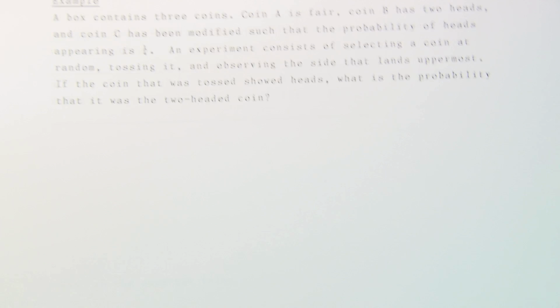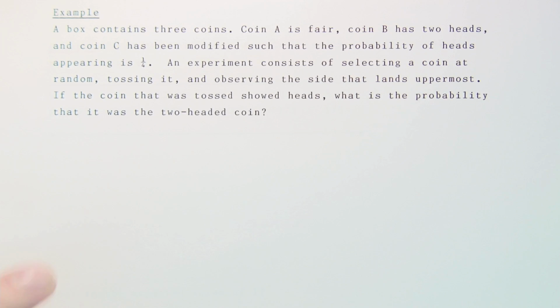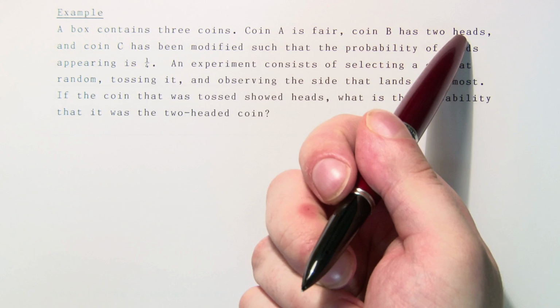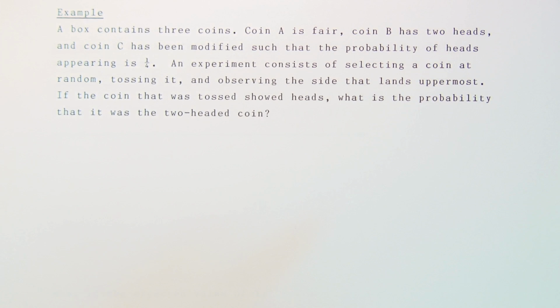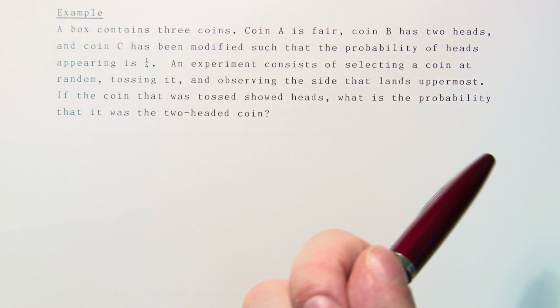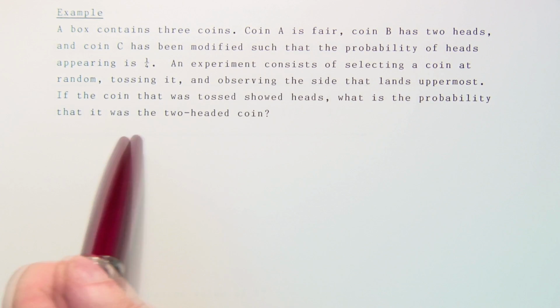Oh, these are again another classic type of question that you may or may not see. Let's see. There we go, an example. A box contains 3 coins. Coin A is fair, which means that the probability of heads and tails is equal. So the probability of getting heads is 1/2, probability of tails is 1/2. Coin B has 2 heads, so the probability of getting heads is 1 in this case, and the probability of getting tails is 0. And coin C has been modified such that the probability of heads appearing is 1/4. So that means that the probability of tails is going to be 3/4. An experiment consists of selecting a coin at random, tossing it, and observing the side that lands uppermost. If the coin tossed showed heads, what is the probability that it was the two-headed coin?